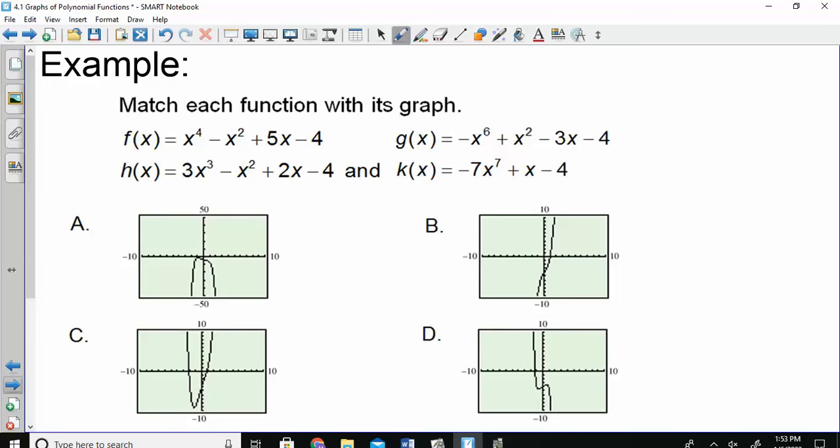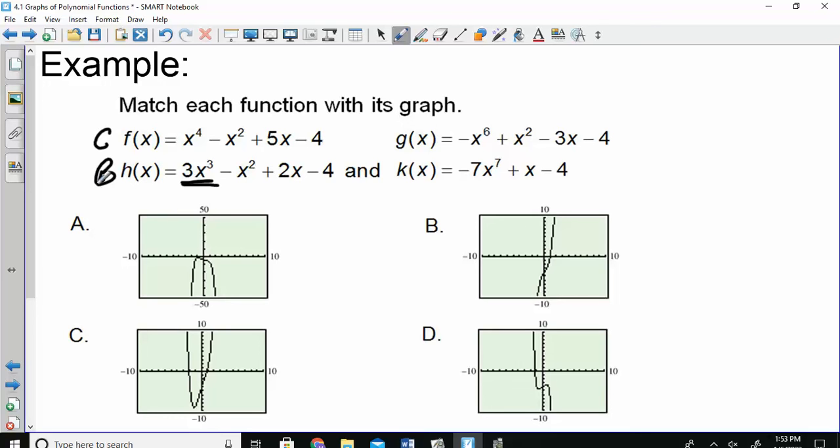So what should our end behavior be? Up, up, so that's C. Okay, H, 3x cubed. So x cubed should be down, up, so that's graph B.